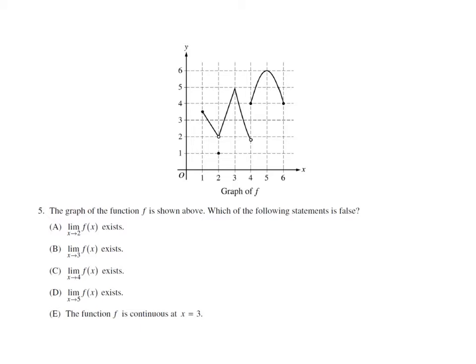This next one asks, which statement is false? All right. It says that the limit as x approaches 2 exists. Well, let's see if that's true. That's from both sides there. So from the left side, it looks like it's going towards a value of 2. From the right side, the function is approaching a value of 2. Yeah, there's a hole there, but that doesn't matter. It's still approaching a value of 2. So this would have a limit that's equal to 2.